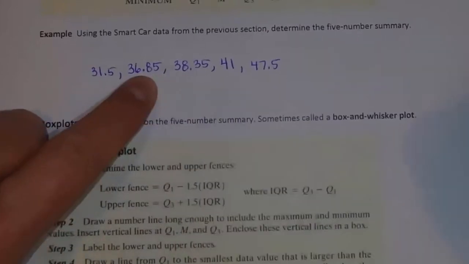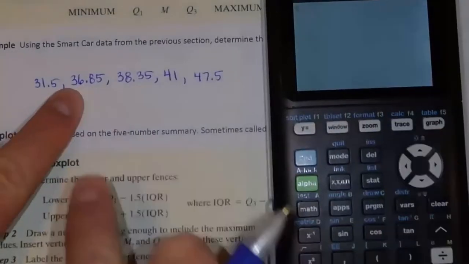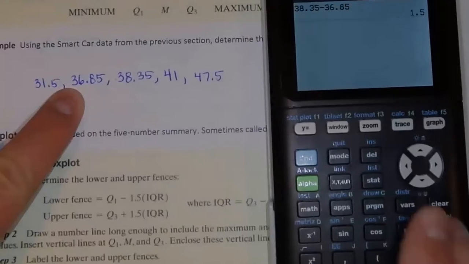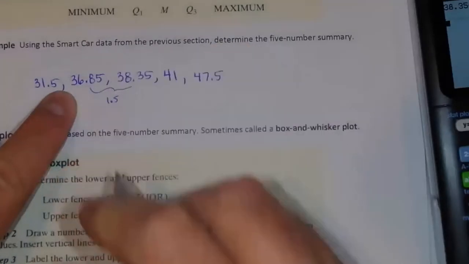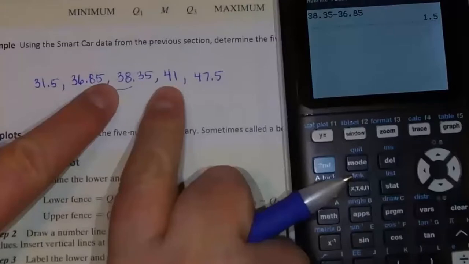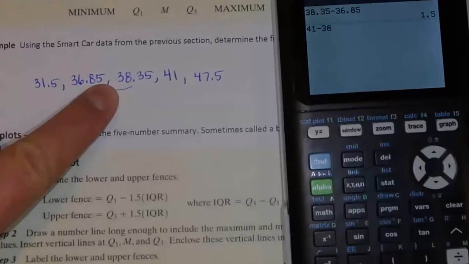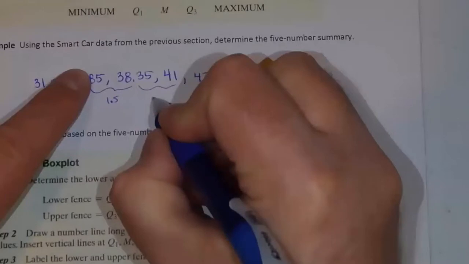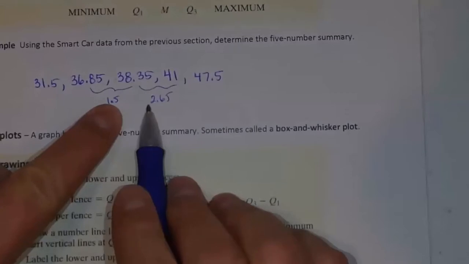For example, if I find the difference between 38.35 and 36.85, I'm going to just subtract that. That's a difference of 1.5. So the only difference there is 1.5. As compared to, what if I compare 41 with 38.35? 41 minus 38.35, that's a difference of 2.65. Now those aren't any of my numbers in my 5-number summary, but here's my point.